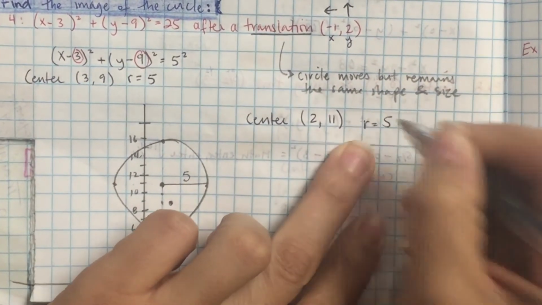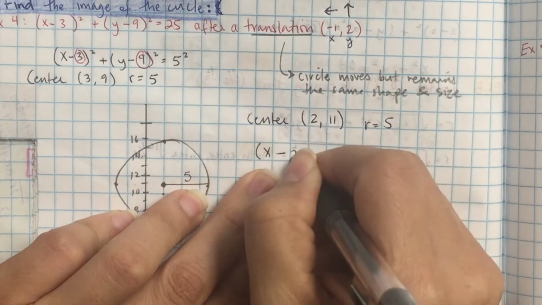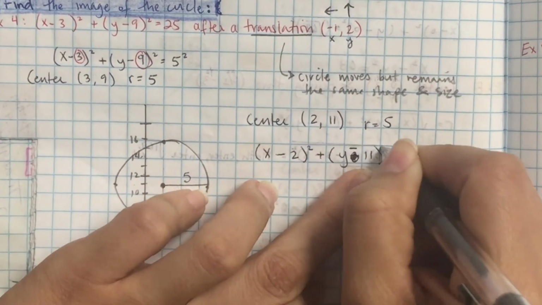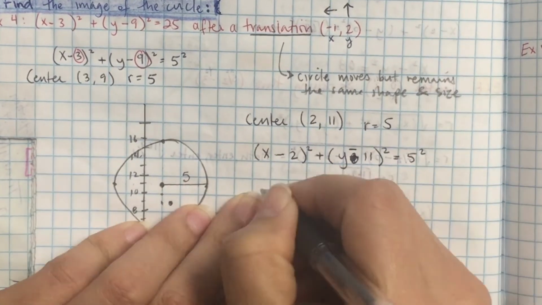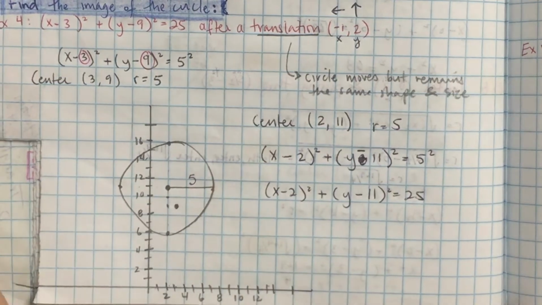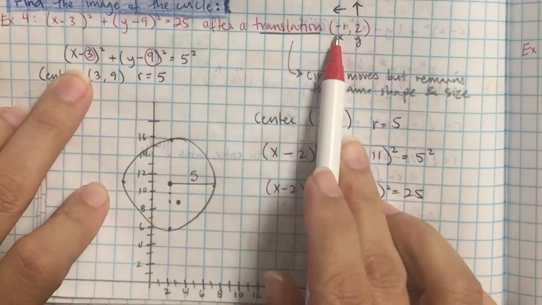So the center for my new one is 2, 11. If you count it, to 11, the radius is 5, and we can make an equation of a circle off of that by saying x minus h, which is 2, and y minus k, which is 11. So this will be my new equation of my circle.